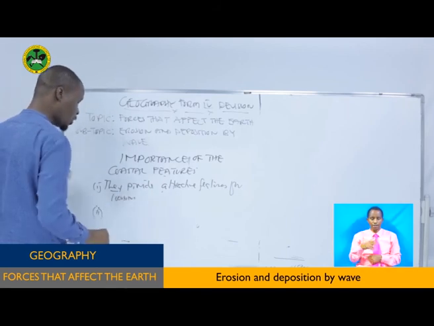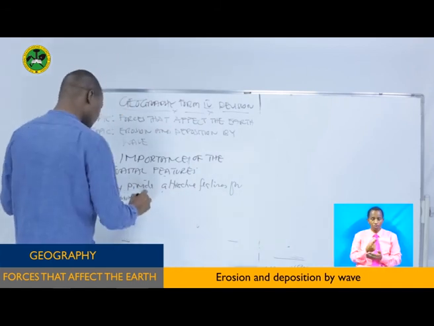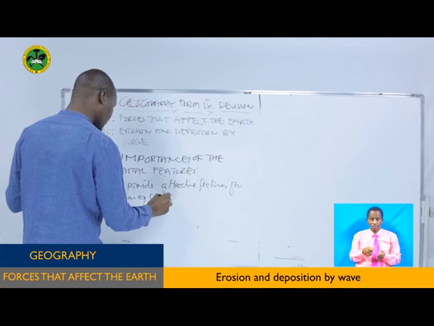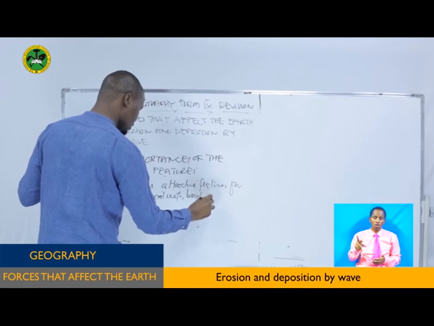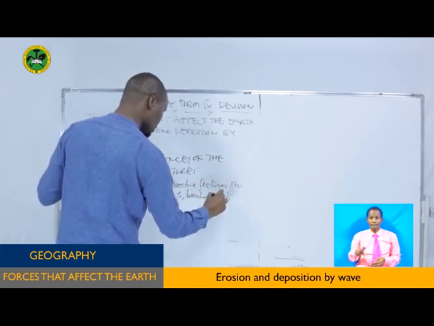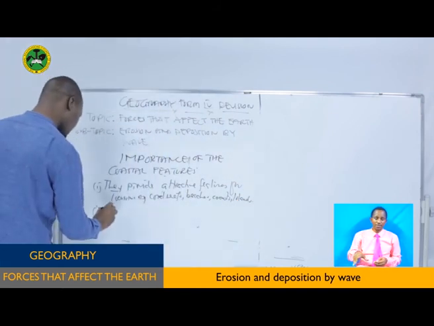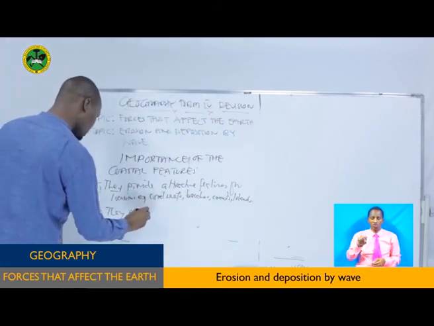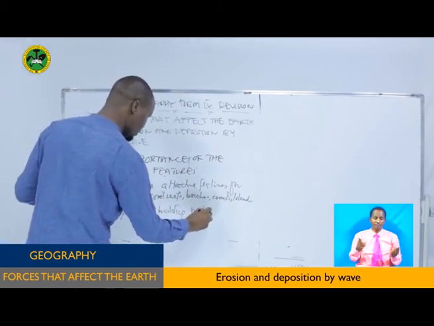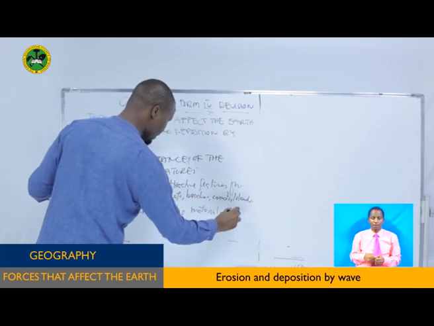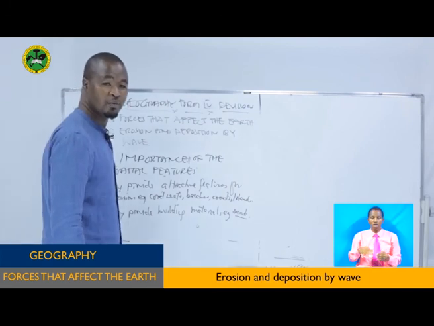We all know they provide attractive features for tourism. For instance, the coral reef, beaches, coast, island, etc. Second, they provide building material. Example, sand. We use sand during building of houses, roads, etc.